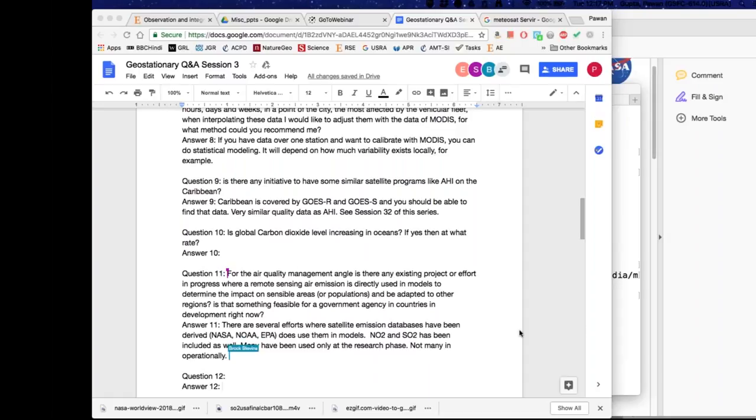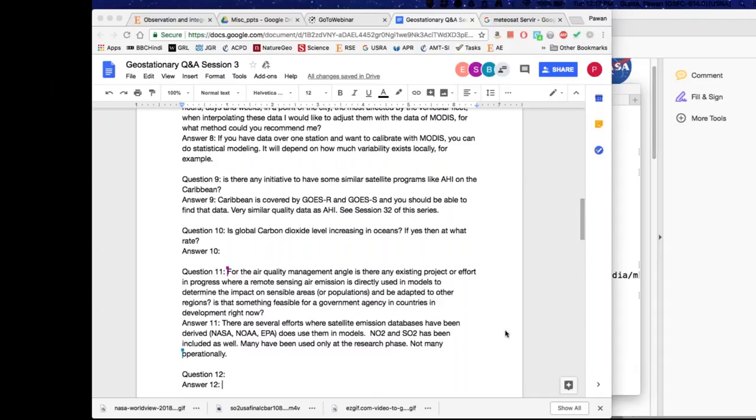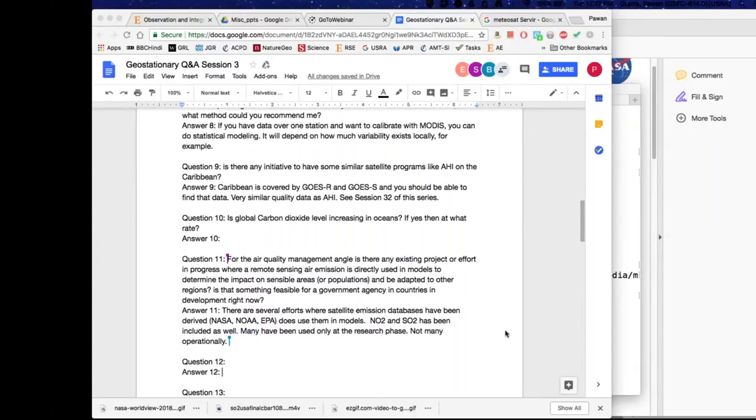Currently, a lot of these efforts have been at the research scale. Not many agencies have adopted them in an operational sense. Some of them have done it in an operational sense, but there is still room for evaluation and understanding the satellite data, and how it can be used for regulatory purposes. People are using it for monitoring purposes, but not for regulatory purposes.